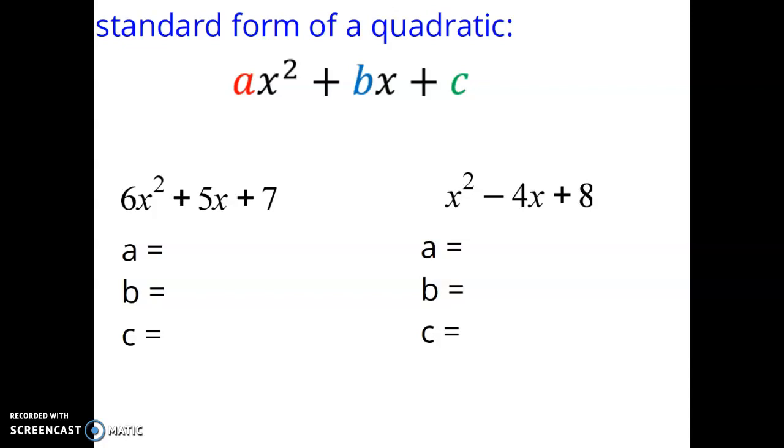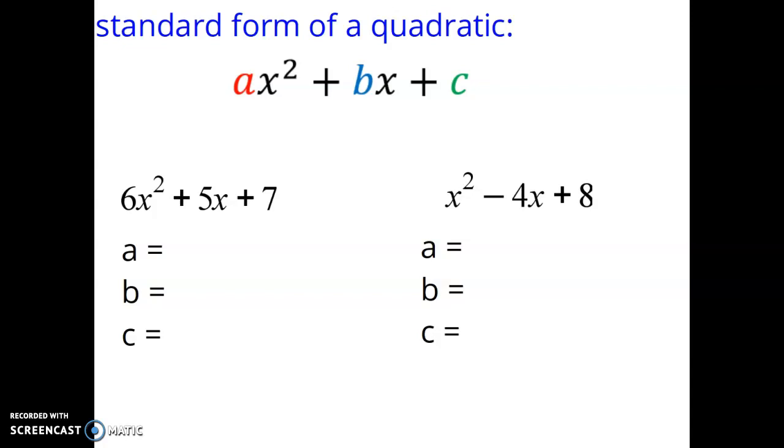All right, in order for the AC method to work, you have to know what A and C are. So I look at the standard form of a quadratic, ax squared plus bx plus c, and I notice that A is the coefficient on the x squared. Notice that A is the number in front of the x squared. It's not the x squared itself.